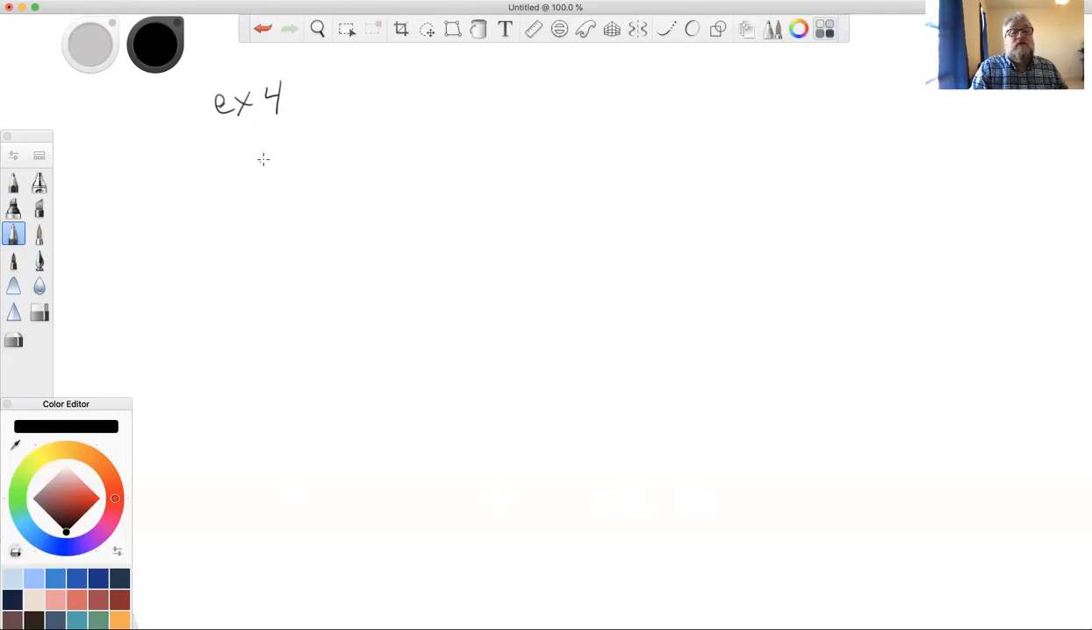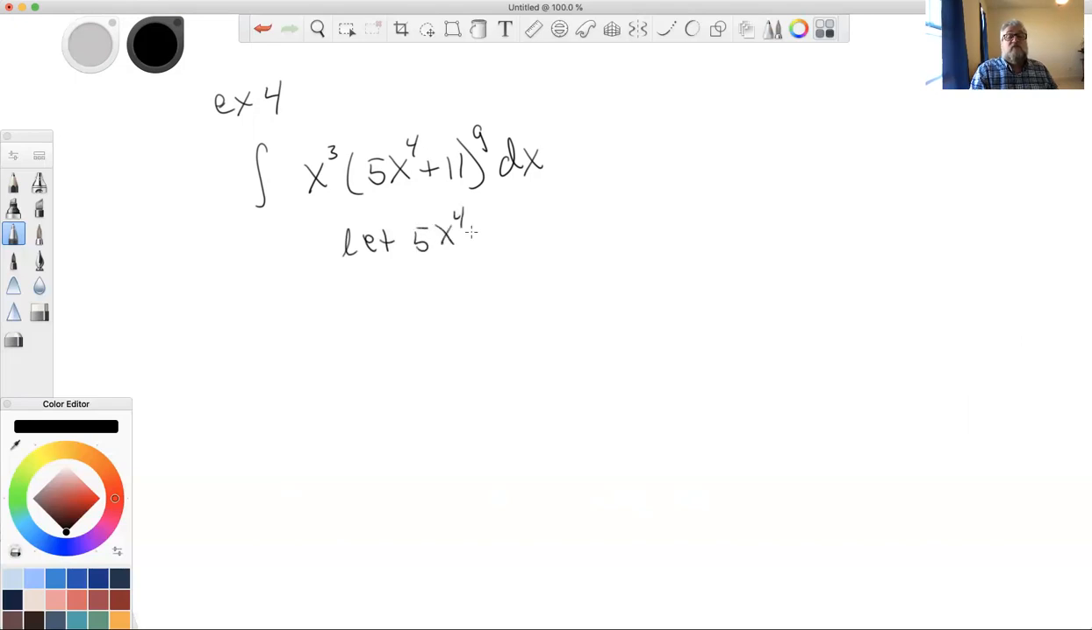So it's the integral of x cubed times 5x to the 4th plus 11, all raised to the 9th power. Okay, oh, function raised to an exponent. Look at that. So 5x to the 4th plus 11. Let u equal 5x to the 4th plus 11.